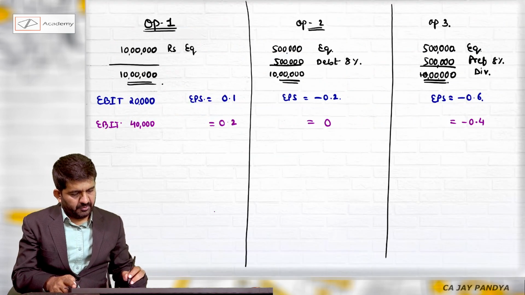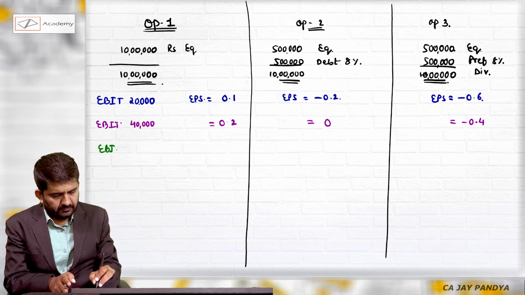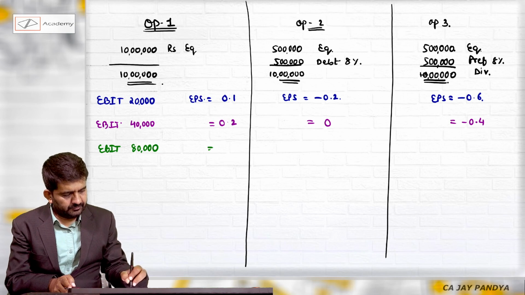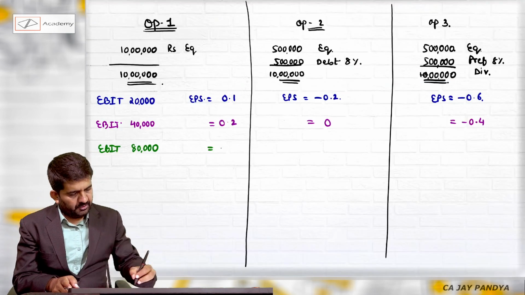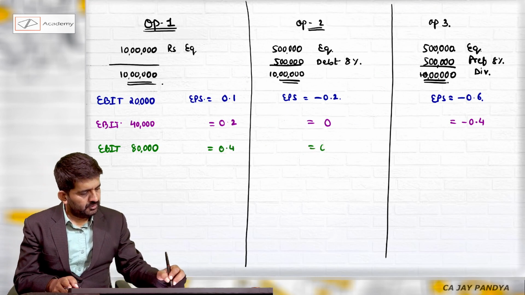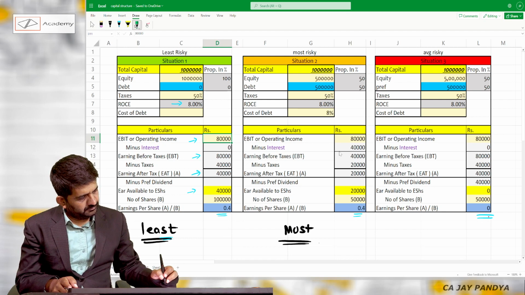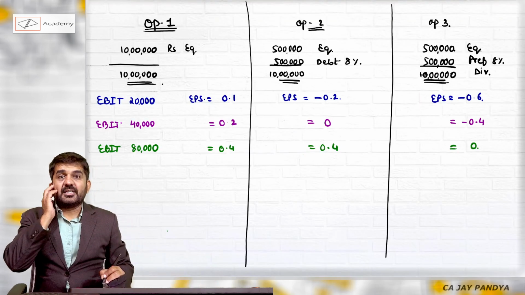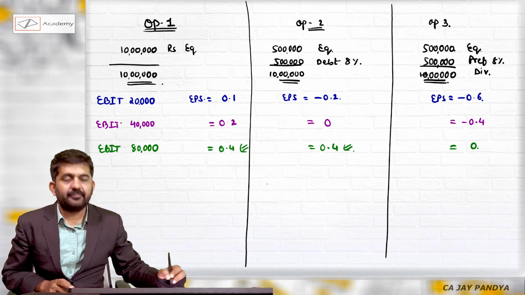Let me write it down over here. If EBIT is 80,000, my EPS is 0.4, 0.4, 0. Please understand, I already knew that these two figures are going to remain the same.